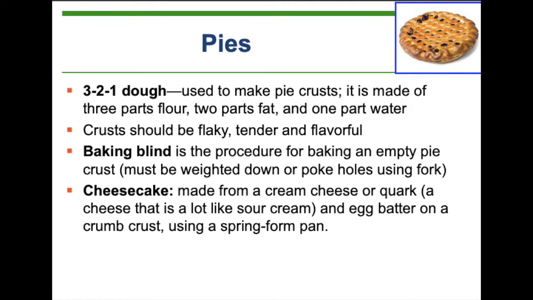Okay, pies. We already learned about 3-2-1 dough in Foods 1. I know that was a long time ago, but that's when you learned it. It's used to make pie crusts made of 3 parts flour, 2 parts fat, 1 part water. They should be flaky and tender and flavorful.